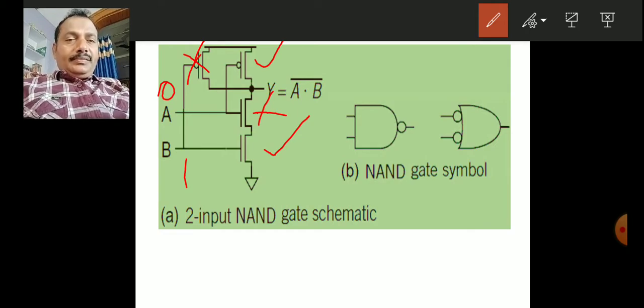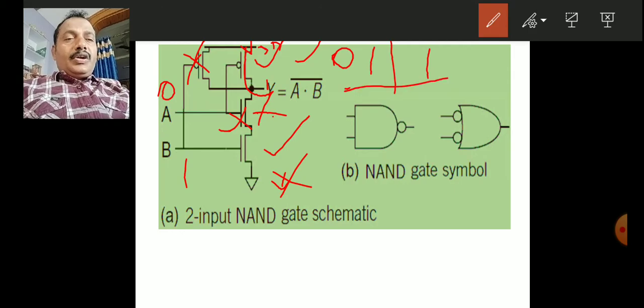So observe here, output Y is not connected to ground. There is no connection here because this NMOS is off. This NMOS is off means output Y does not connect to ground, but because this PMOS is on, output Y connects to VDD. Here VDD is there. That means output is 1. That means whenever the input combination is 0, 1, output is 1. We got this.